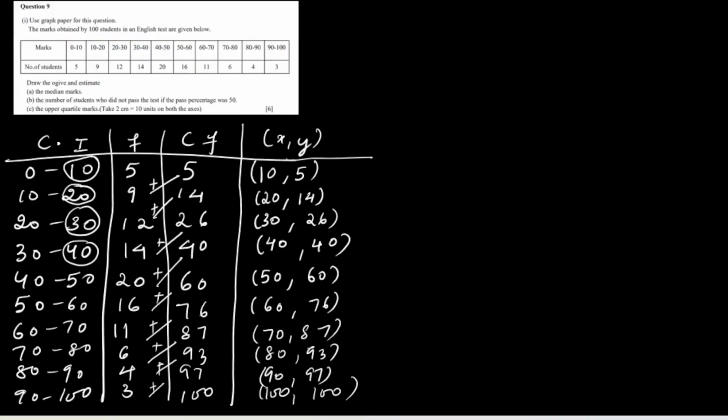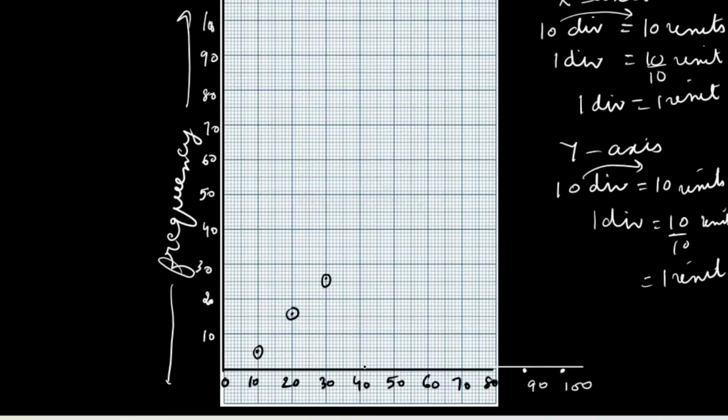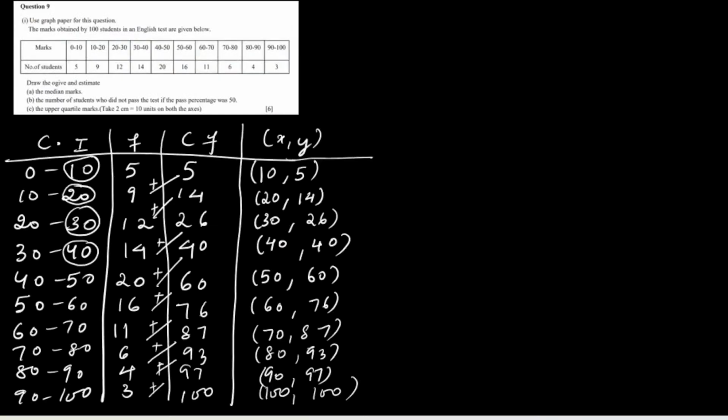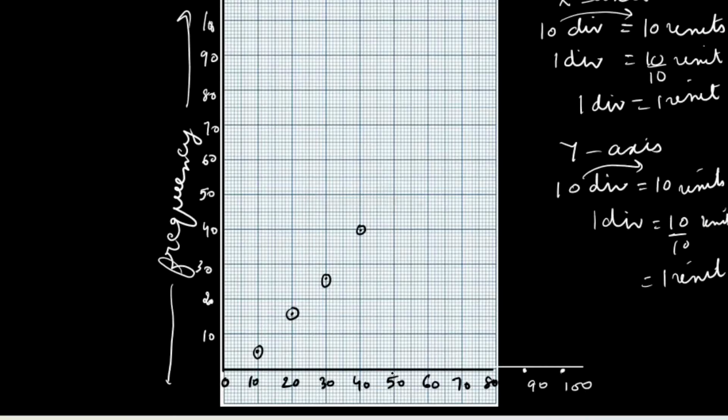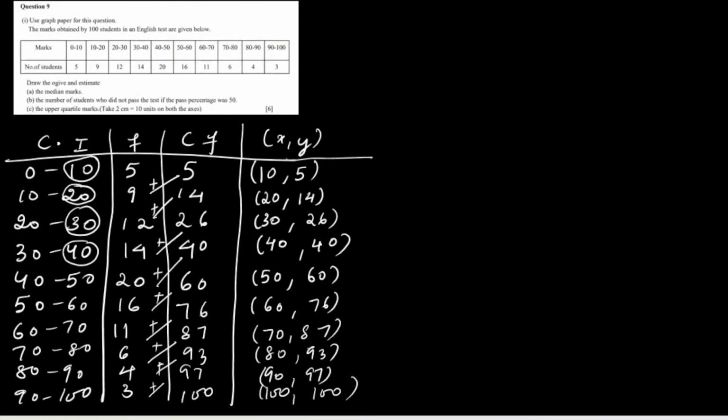Then next one is 40 comma 40. So both 40 here. Then 50 and 60. So plotting of points I have already taught you, so easily you can do the plotting of points. That's why before itself we have written the points. So 50 comma 60 I have plotted.